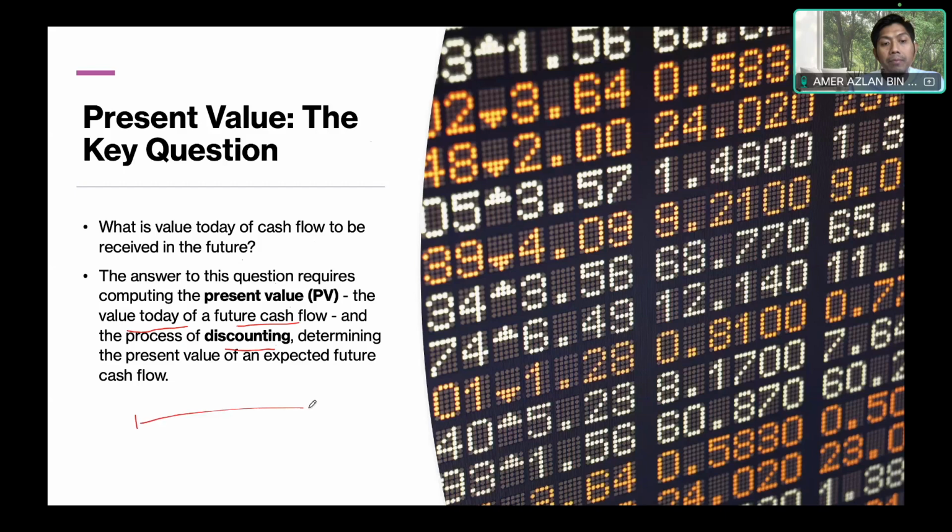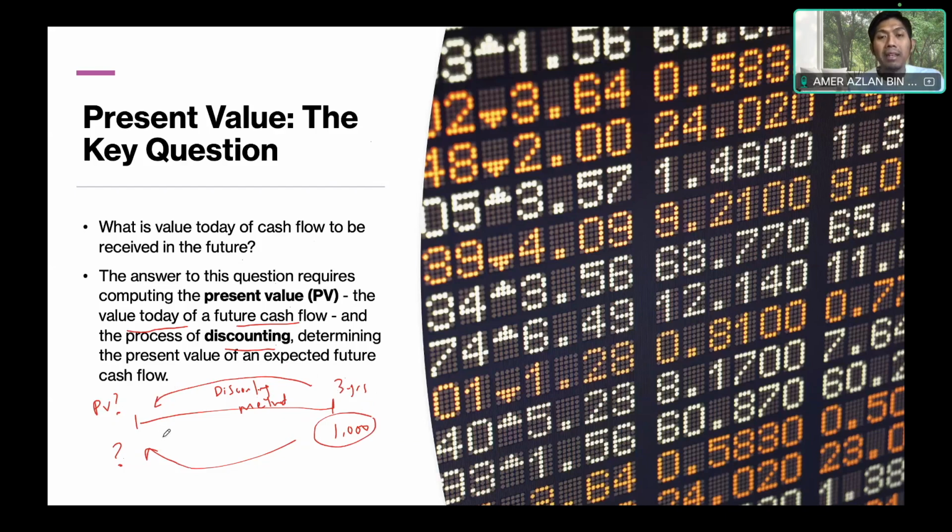For example, in 3 years' time, you are going to receive $1,000. What will be the value of this $1,000 today? That is what we want to find out. That's the present value. And this process is what we call a discounting method. Discount means that when we discount the value of the future cash flow backwards, usually the value will be less than 1,000.